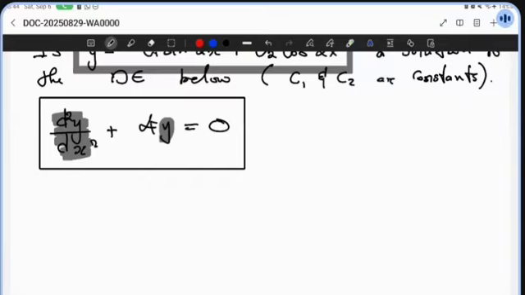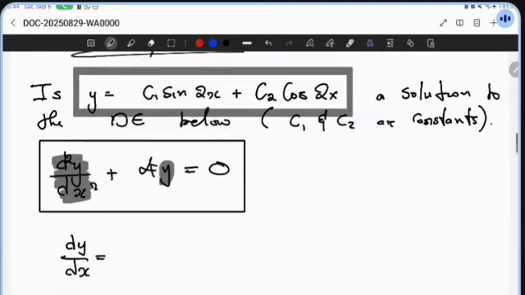So let's see. First, we want to get dy/dx, the first derivative of y. Since y is c1 sine 2x plus c2 cos 2x, when you differentiate, first differentiate the argument, which is 2x, the derivative is 2. c1 remains, the derivative of sine is cosine 2x. For the second term, the derivative of the argument 2x is 2, and the 2 comes here. For c2, the derivative is negative sine 2x.